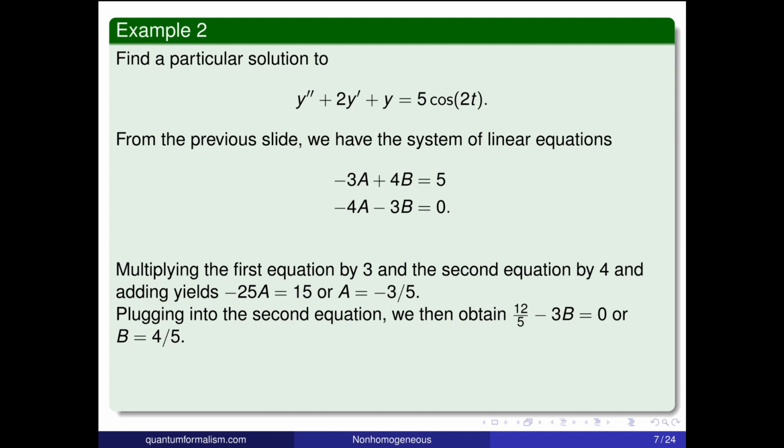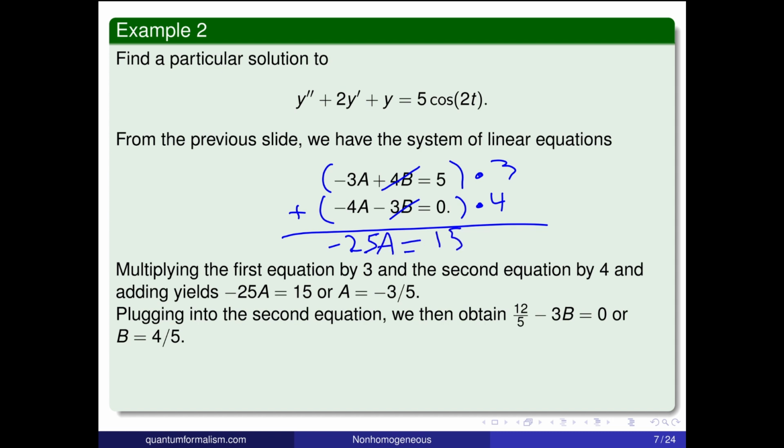So multiply this one by 3, multiply this one by 4, and then add those two equations together. The b terms will cancel out, and then we'll be left with minus 9a minus 16a, which is minus 25 times a, and then 5 times 3, which is 15 on the right-hand side. All right, so that'll tell us that a is minus 3/5.